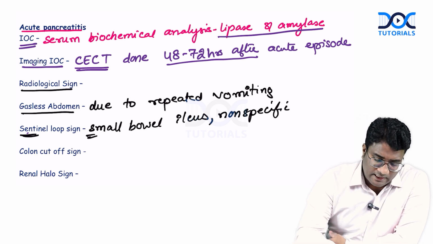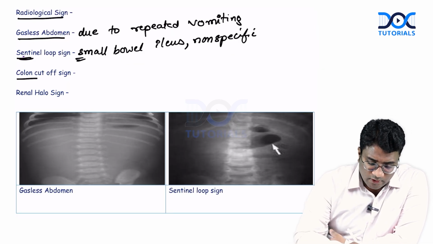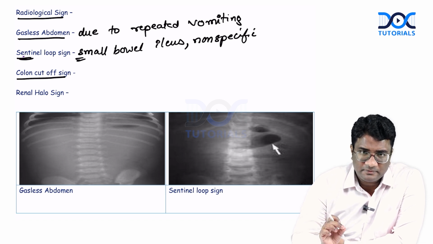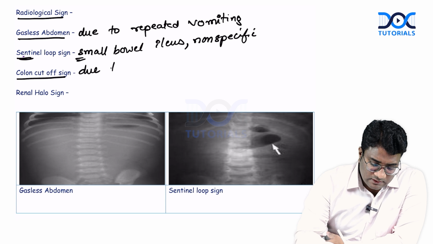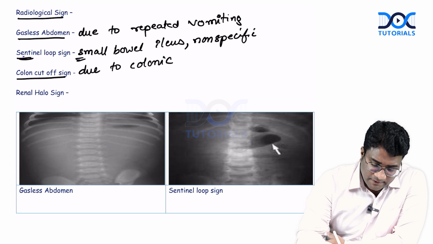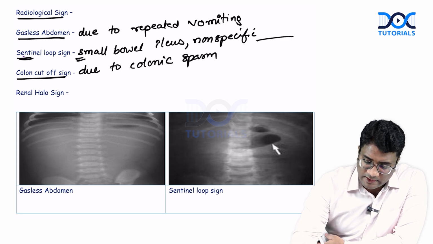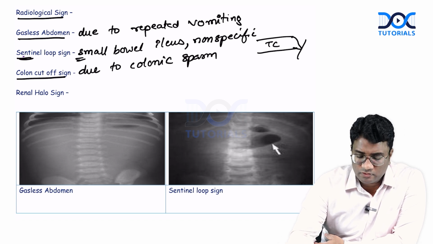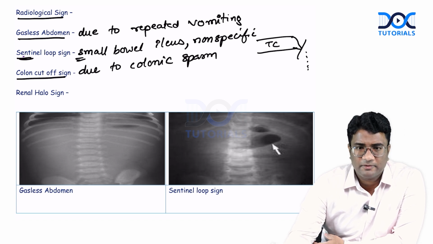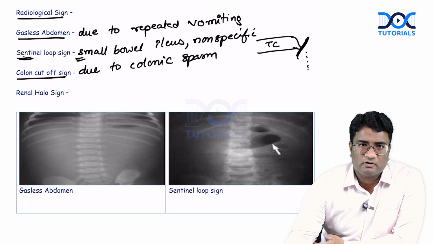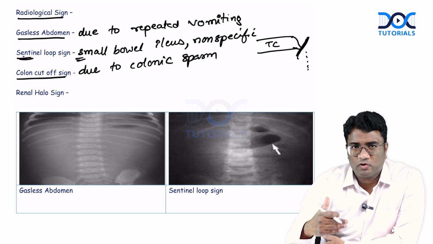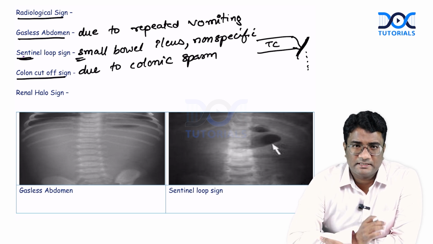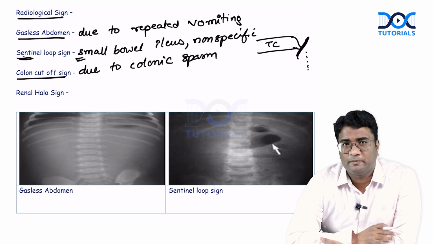And in acute pancreatitis, you will also see the colon cutoff sign. The transverse colon will go into spasm, and due to colonic spasm the transverse colon will be distended, but there will be a spasm there. So, not much gas enters into the descending colon. This is called colon cutoff, the colon is cut off. Because of the colonic spasm adjacent to the area of inflammation, you get this colon cutoff sign. This is also an important radiographic finding of acute pancreatitis.